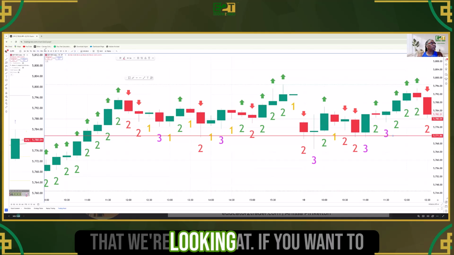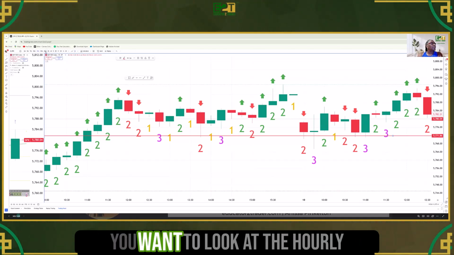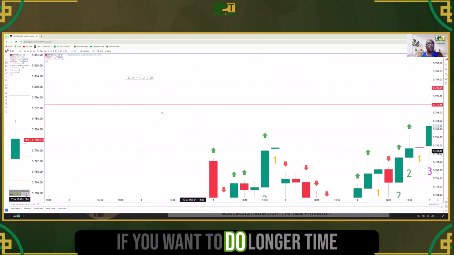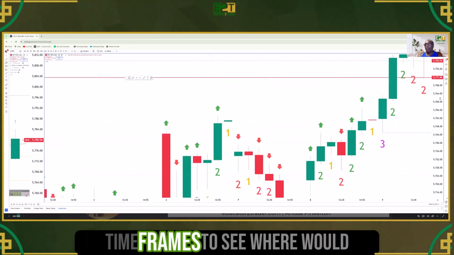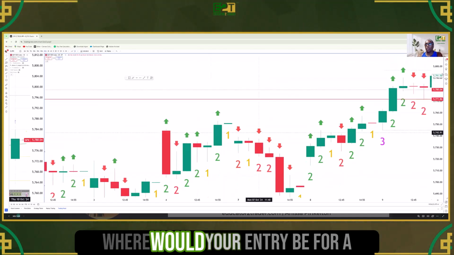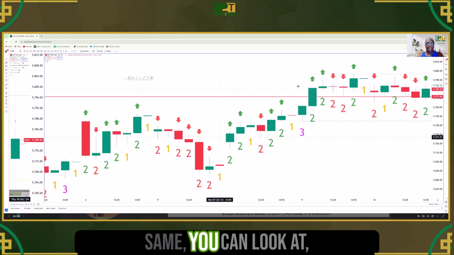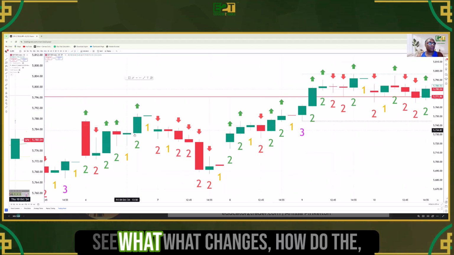if you want to go to the hourly candles, if you want to do longer time frames, then you can look at bigger time frames to see where your entry would be. Where would your entry be for a higher time frame? Same, we can still look at patterns and see what changes.